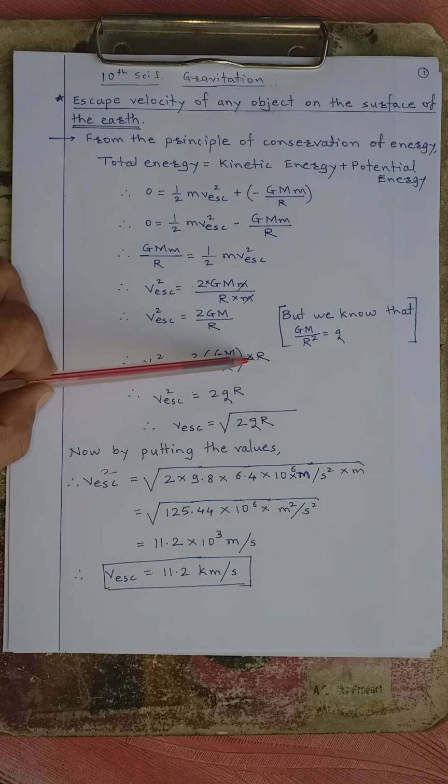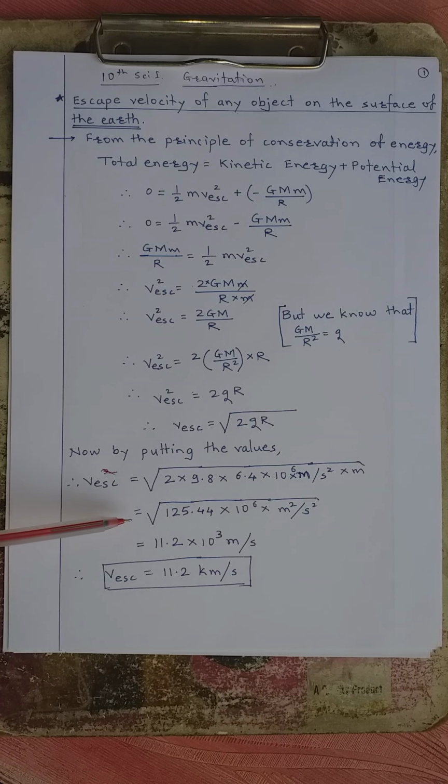Now by taking the square roots on both sides, v is equal to square root of 2 into g into r. Now we are going to put the values of g and r in the equation and then we will calculate the escape velocity. Escape velocity is equal to square root of 2 into 9.8 meter per second squared into 6.4 into 10 raised to 6 meters. Putting these values and the units on the right side of the equation.